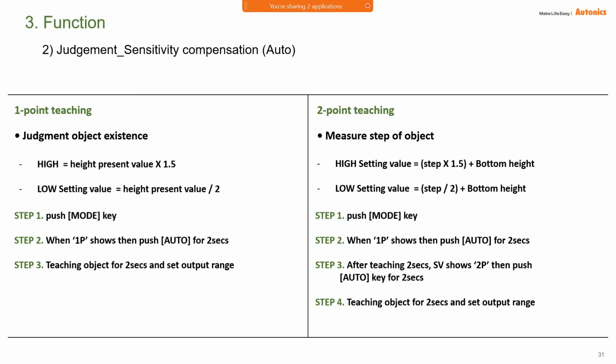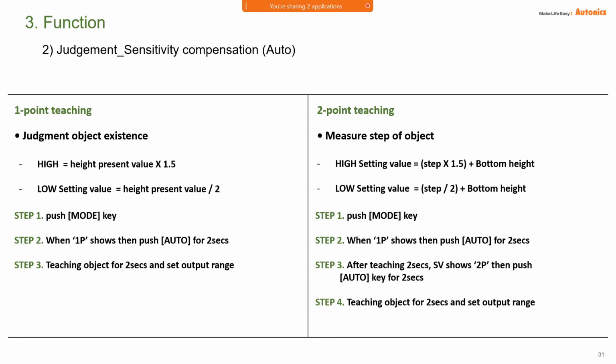Okay, also have adjustment sensitivity compensation. Normally we have two modes, which is 1 point teaching and 2 point teaching. For the 1 point teaching, you just press the mode key, and then at step number 2 when 1P shows, then push auto for 2 seconds. It will auto teach for the one point teaching mode.